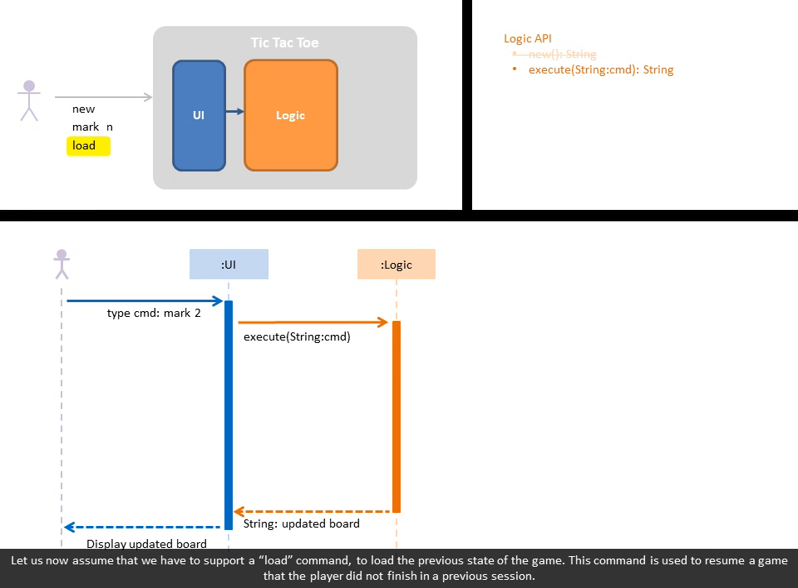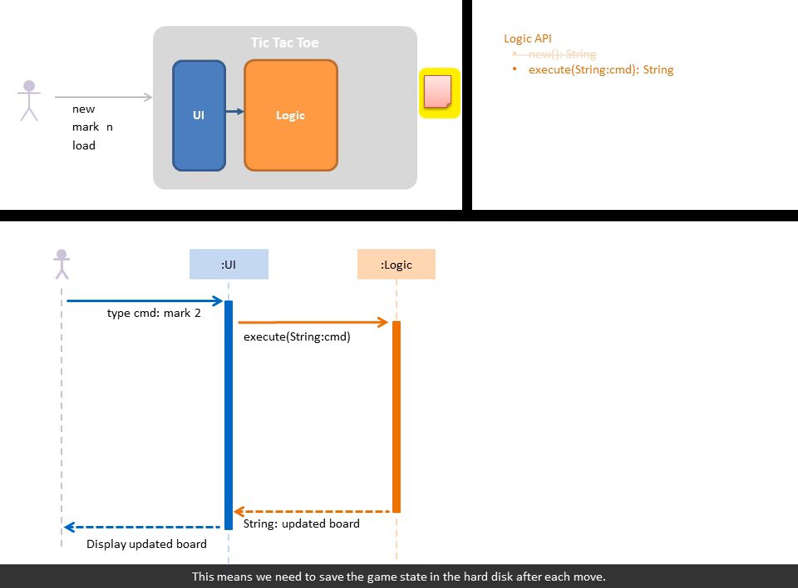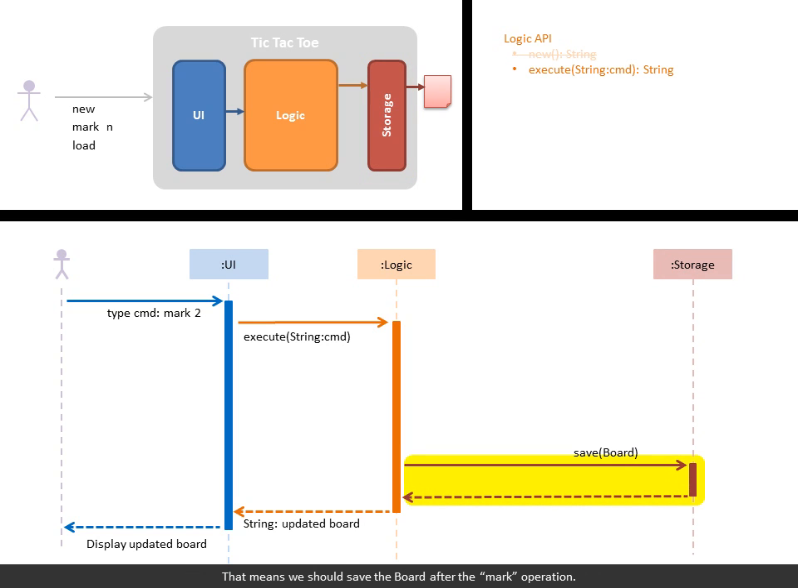Let us now assume that we have to support a load command to load the previous state of the game. This command is used to resume a game that the player did not finish in a previous session. This means we need to save the game state in the hard disk after each move. Let's add a component called storage to handle reading and writing to the file. That means we should save the board after the mark operation.